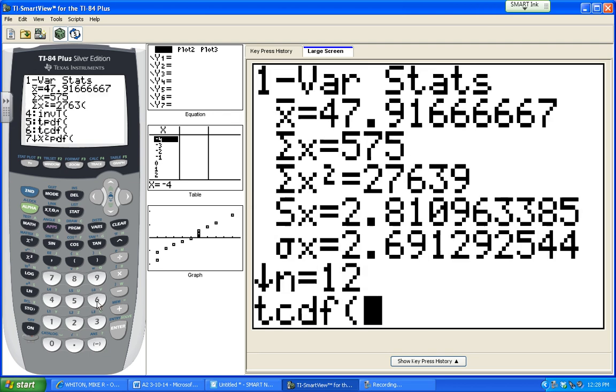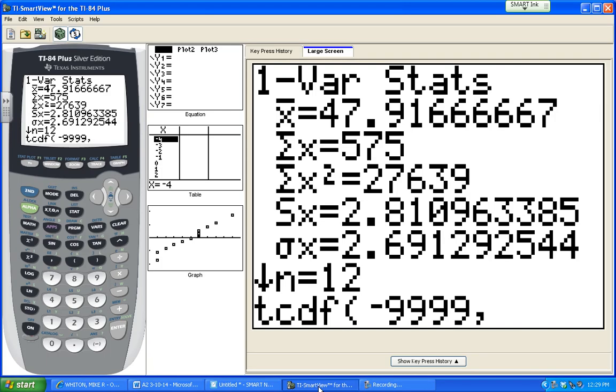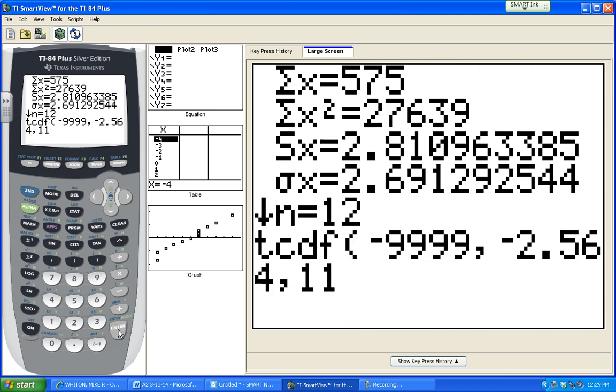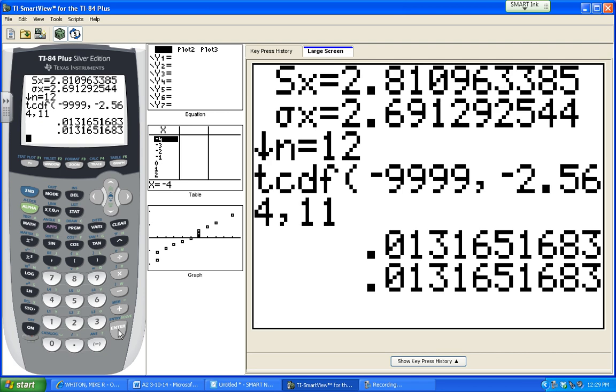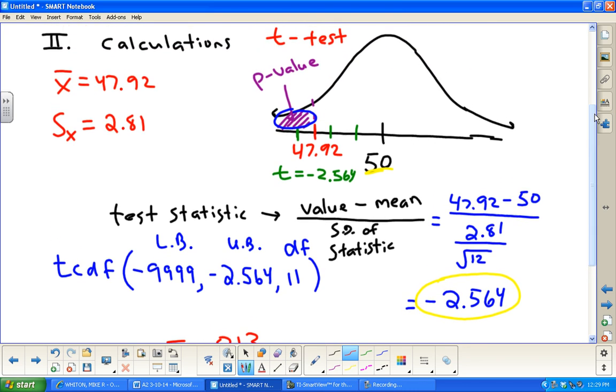Okay, TCDF, we're going from a negative, we'll do it at the bottom, negative 9999. Let me just make sure we get this right, negative 2.564. Negative 2.564. And again, we had 11 degrees of freedom. Okay, this will find us the area, and we see it's about a 0.013. Okay, 0.013. That is our p-value. Okay, that's the area that we had shaded in purple up here.